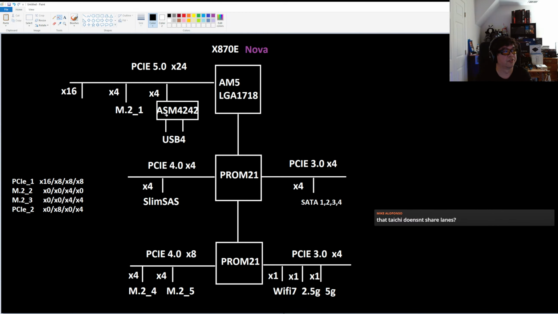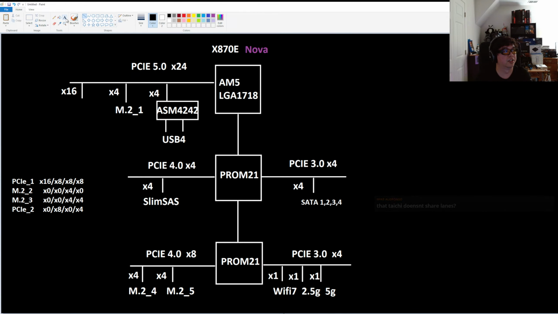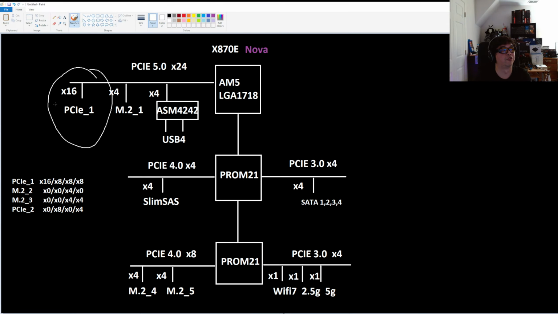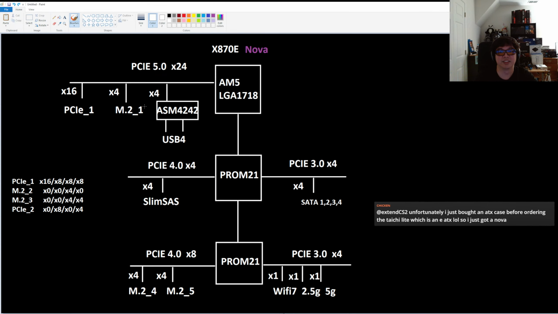Okay. So the Nova, basically, it does this. This is the PCIe_1. So the primary PCIe, the GPU gets the full 16 on the Nova, no matter what. No switch, no sharing, none of that nonsense. Dedicated 16 lanes no matter what on the Nova.